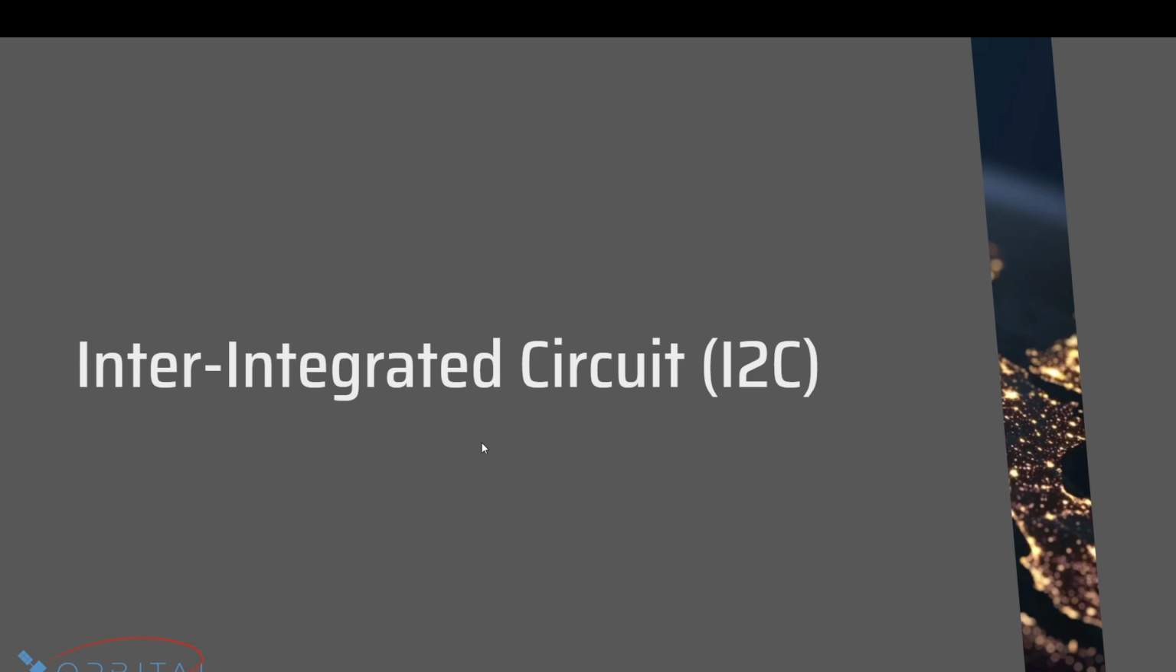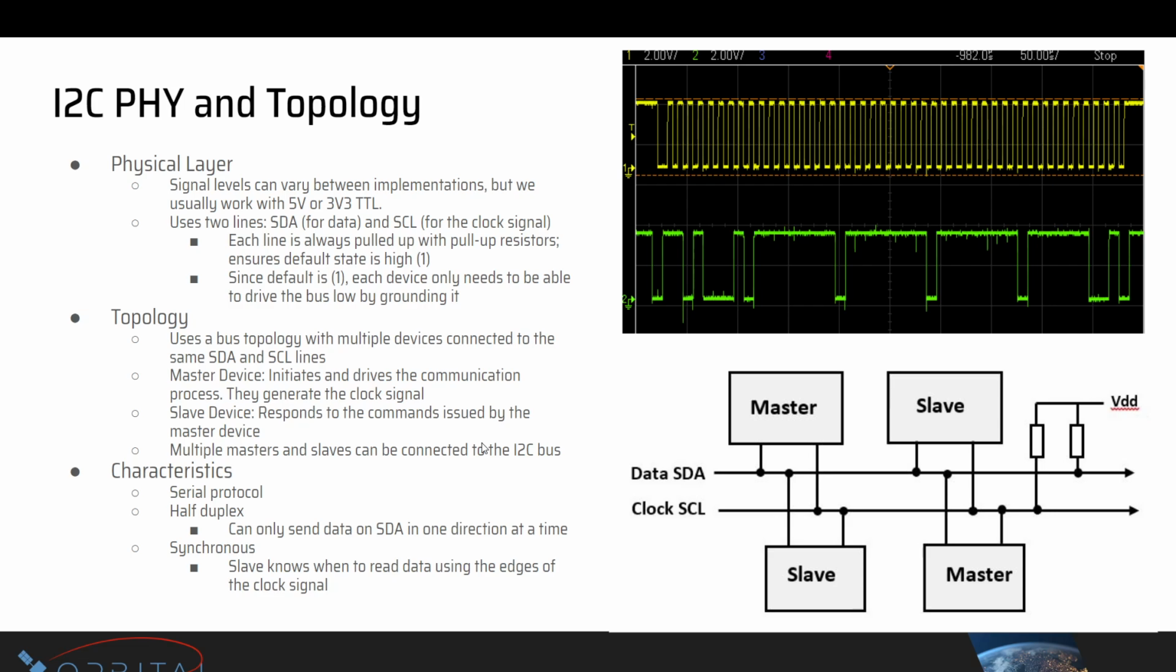I2C, also known as inter-integrated circuit. Similar to UART, for the physical layer, it can vary between implementations, but usually it's 5 volts or 3.3 volts TTL. And with I2C, you use two different wires. You have SDA for data, which is serial data, and then you have SCL, serial clock, for the clock signal. You can see that here.